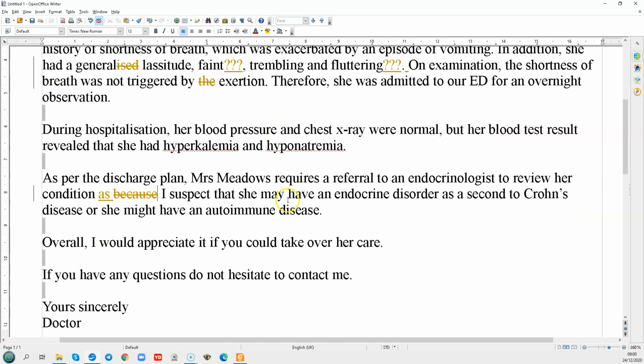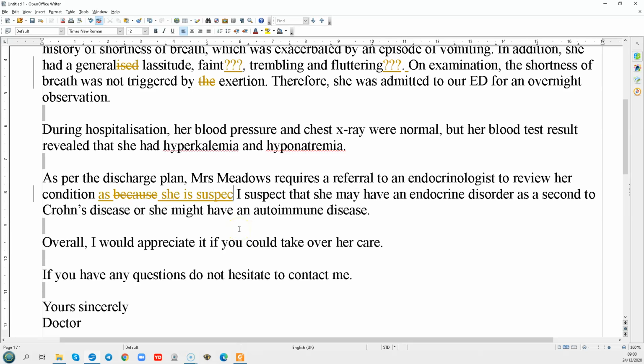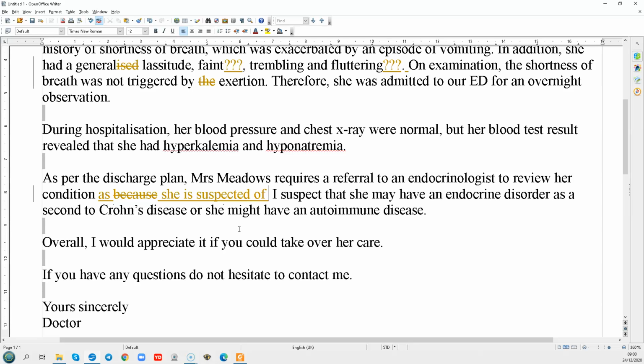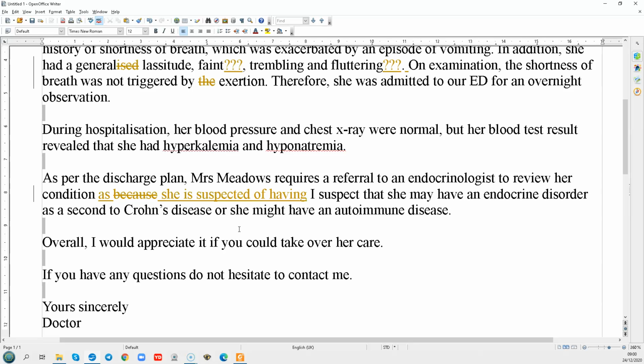Okay. So the condition, as she is, make it passive, suspected of having an endocrine disorder, secondary to Crohn's disease, or a possible autoimmune disease. Okay.